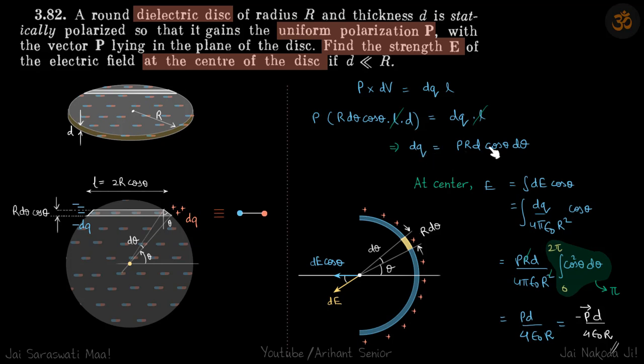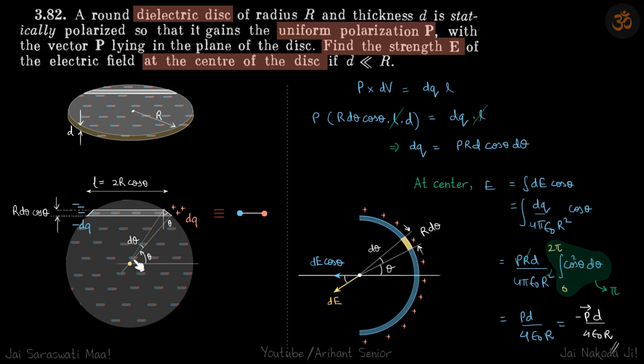So if you put the value of dq here, you will get a term of one more cos theta, so this becomes cos square theta d theta from 0 to 2 pi. So this term we know is pi. So our answer becomes P d by 4 epsilon naught r. Now direction of P is towards right, you can see that, but the electric field is towards left. So in vector form it will be minus P vector d by 4 epsilon naught r.